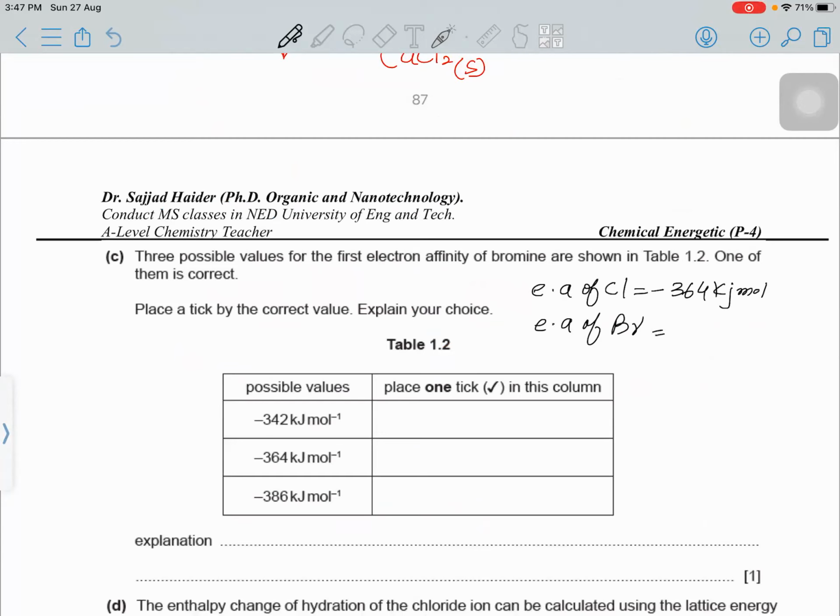Down the group size increases, attraction decreases. So electron affinity decreases, because down the group size increases. As the size increases, nuclear attraction decreases. So released energy decreases. So which one is less than minus 364? Minus 342.